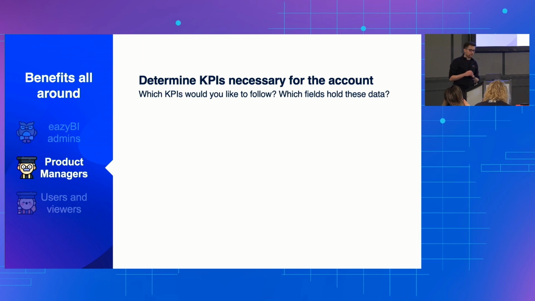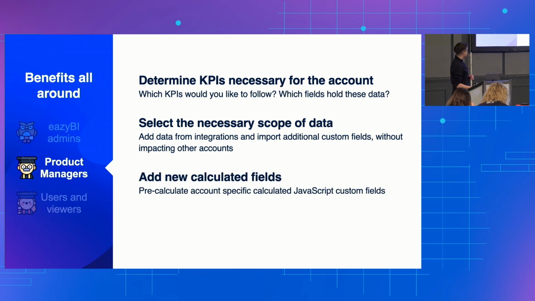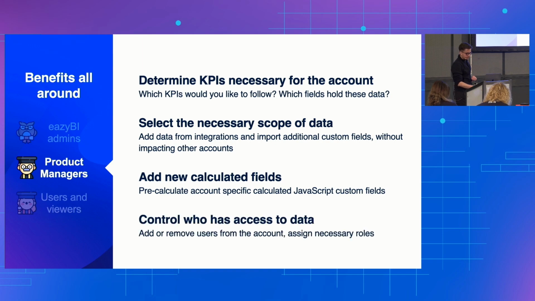And for product managers, it's the freedom to determine their own KPIs, so to understand which metrics are the ones that are important for my team, and choose, for example, the custom fields necessary to analyze these, and also to define your own measures, define your own ways how to measure the KPIs, and you know that they're going to be there in your account, and you're not going to confuse them with the KPIs of some other teams that are located in other accounts. Add these new calculated fields without specific permission from the eazyBI admins, without the advanced settings. Just use the JavaScript in the custom fields section.